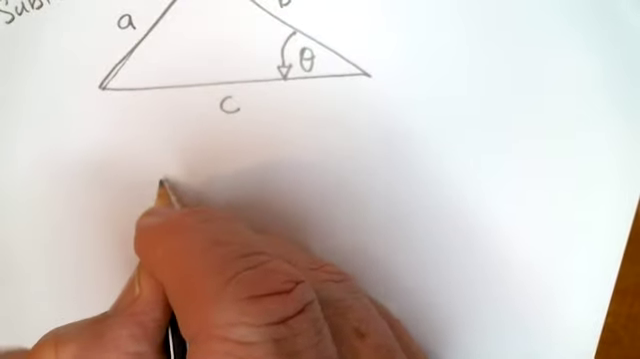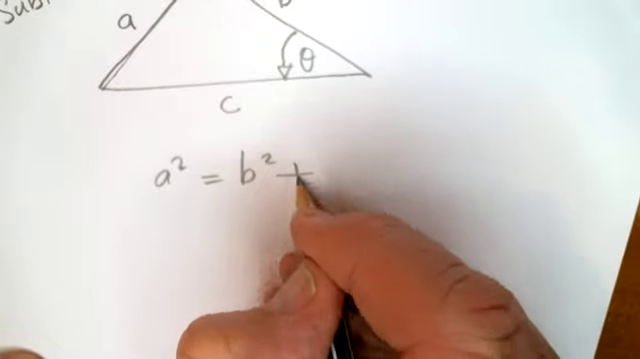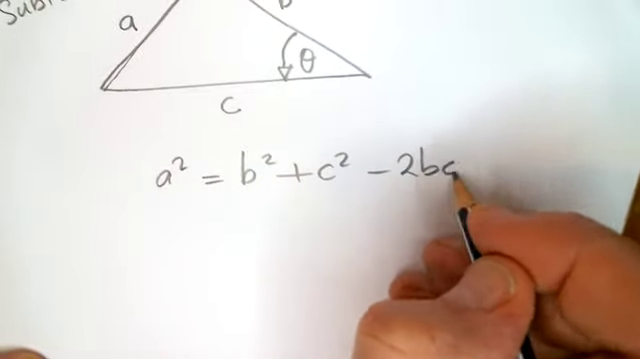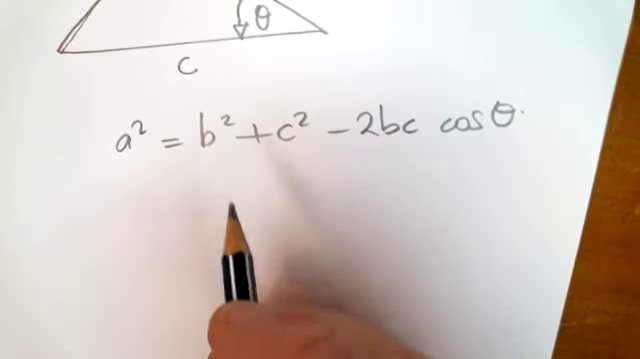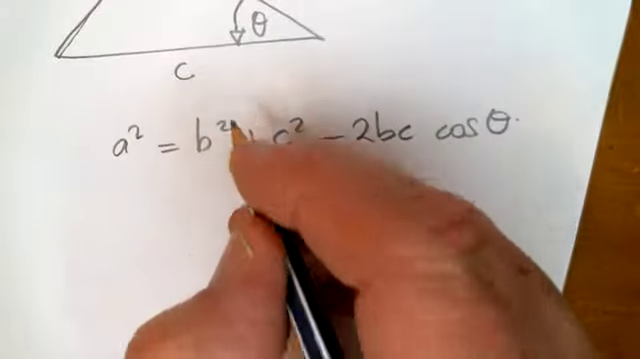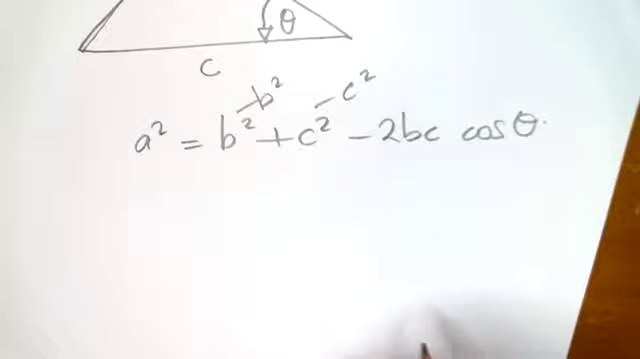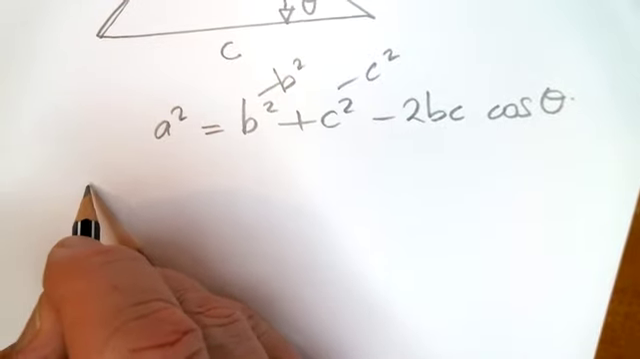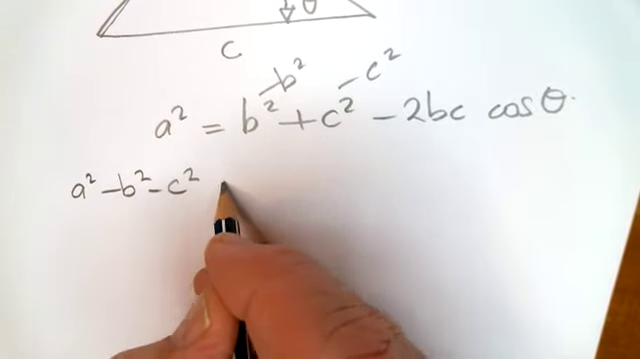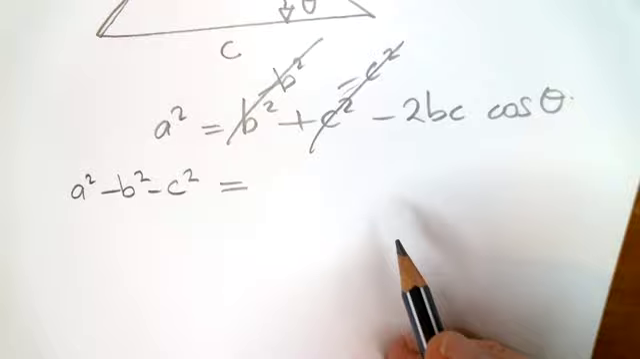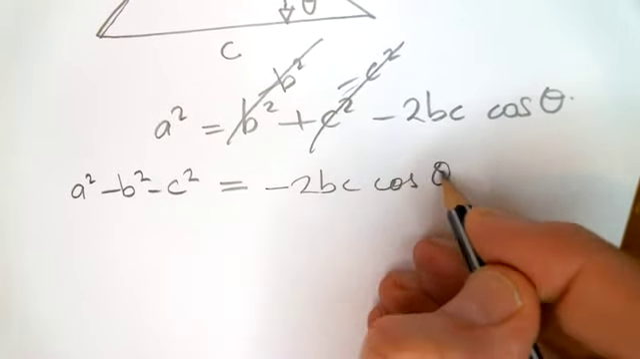So I've got a squared. I'm going to restate the question. So a squared is equal to b squared plus c squared minus 2bc cos theta. All right, so the first thing I'm going to do is subtract b squared and c squared from both sides. So subtract b squared from this side and subtract c squared from this side. So now I've got a squared minus b squared minus c squared is equal to, and of course these now we can cross out because they've been resolved, negative 2bc cos theta.